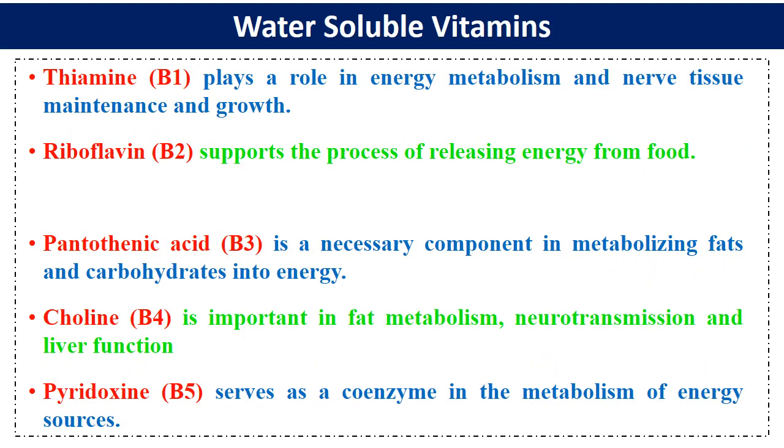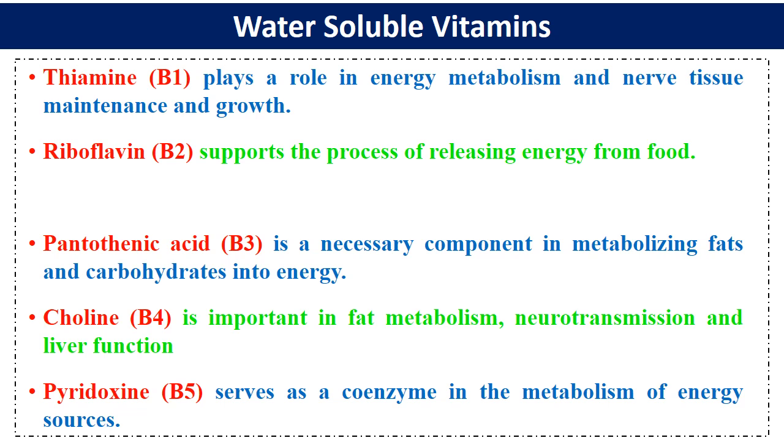Now we will discuss the water soluble vitamins. The first is thiamine or vitamin B1. It plays a role in energy metabolism and nerve tissue maintenance and growth. Riboflavin B2 supports the process of releasing energy from food. Then pantothenic acid B3 is a necessary component in metabolizing fats and carbohydrates into energy.